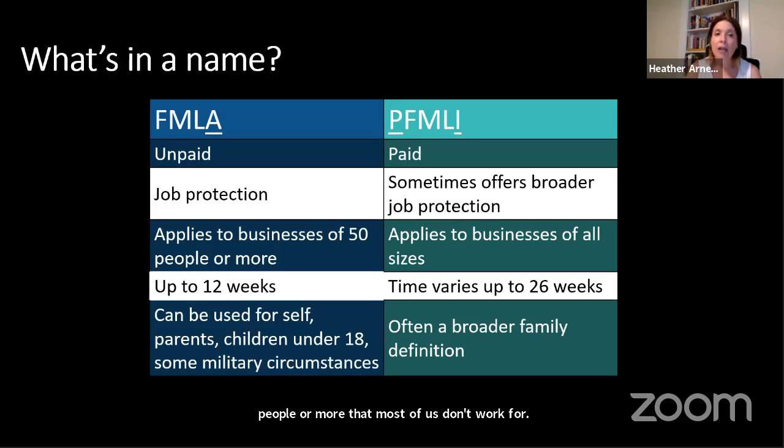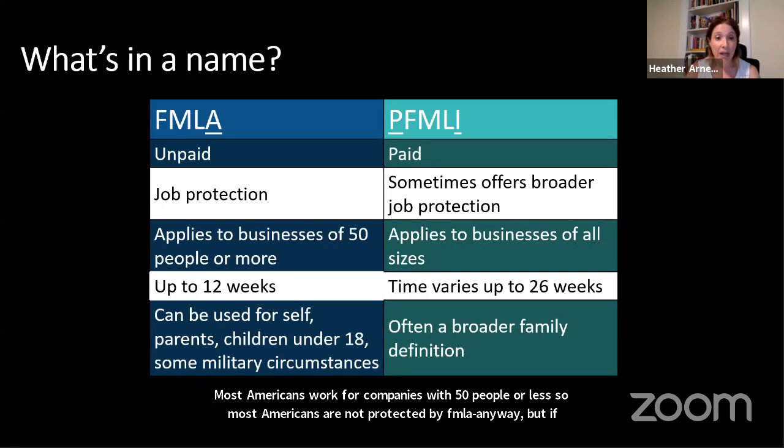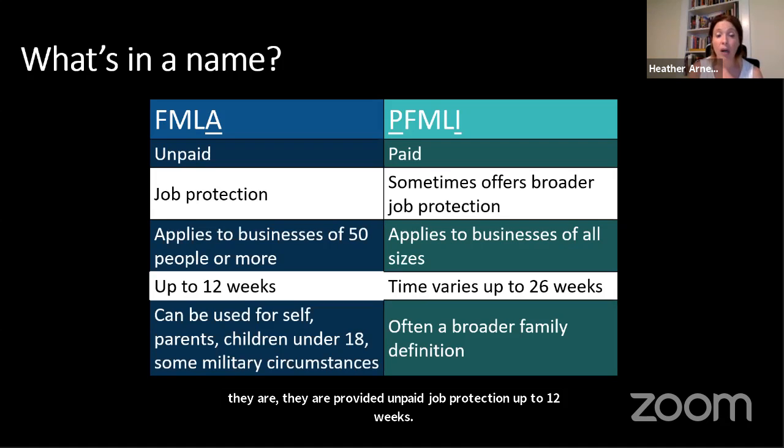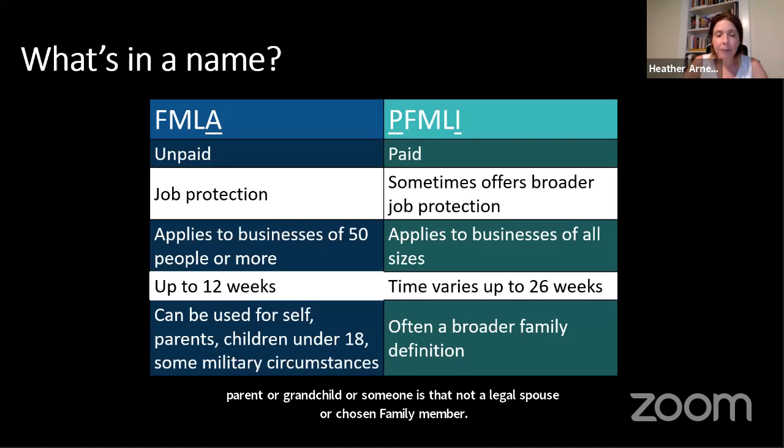But if they are covered, they are provided unpaid job protection up to 12 weeks. And that can be used to take care of themselves, their parents, or a child under 18. It does not provide coverage to care for a grandparent or a grandchild, or someone who is not a legal spouse, or a partner or a chosen family member. So in and of itself it is a very limited benefit.